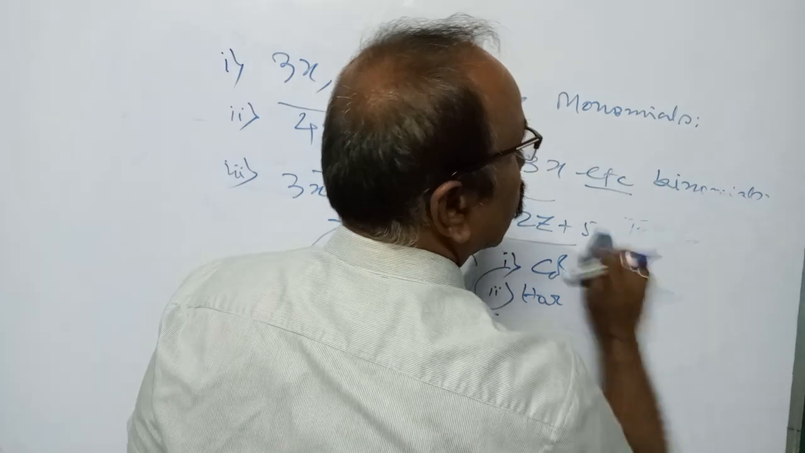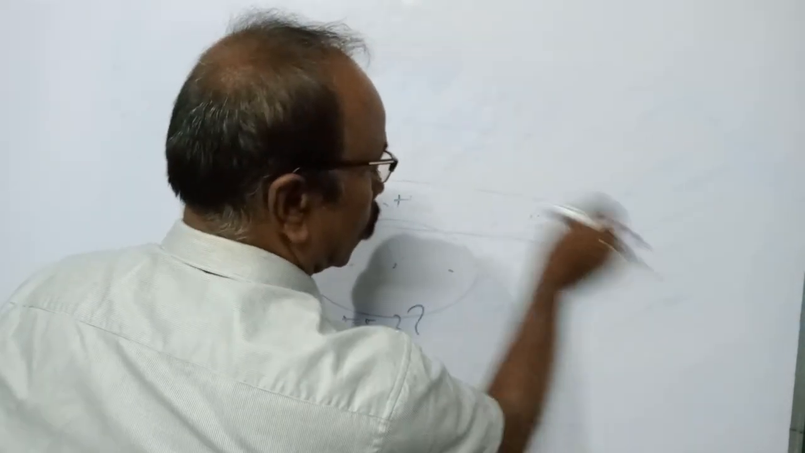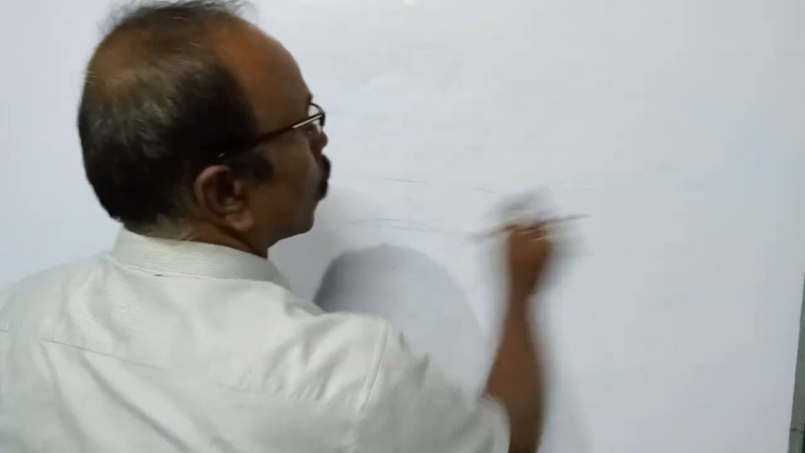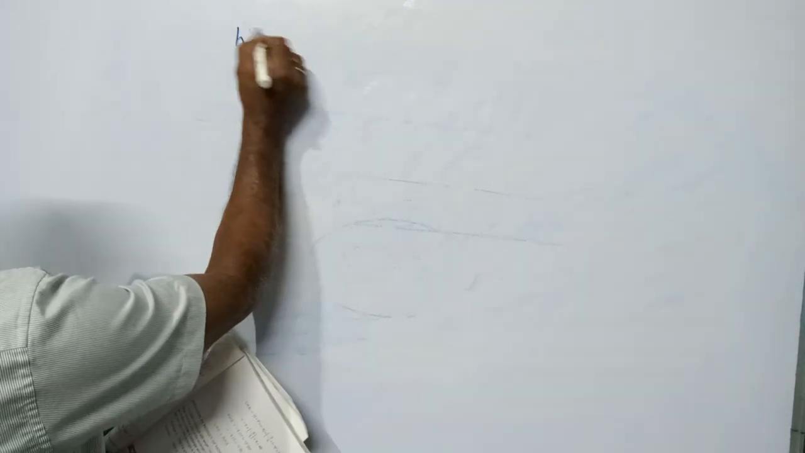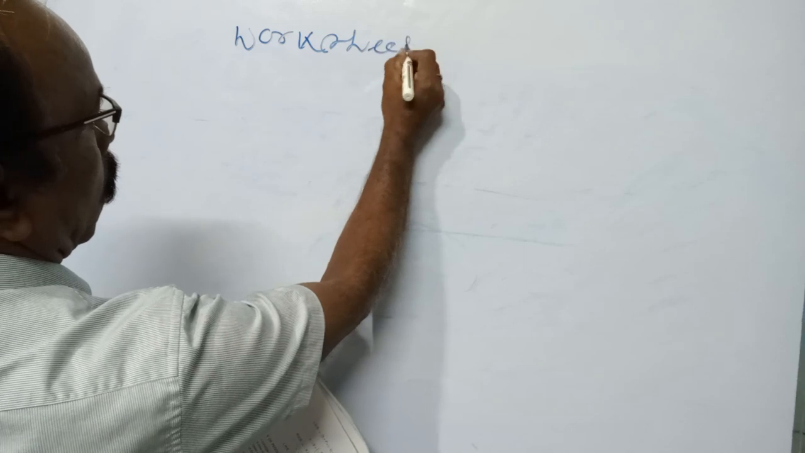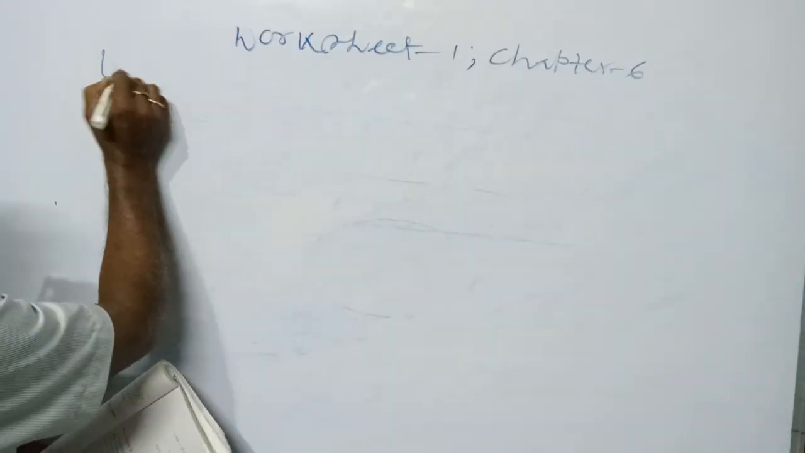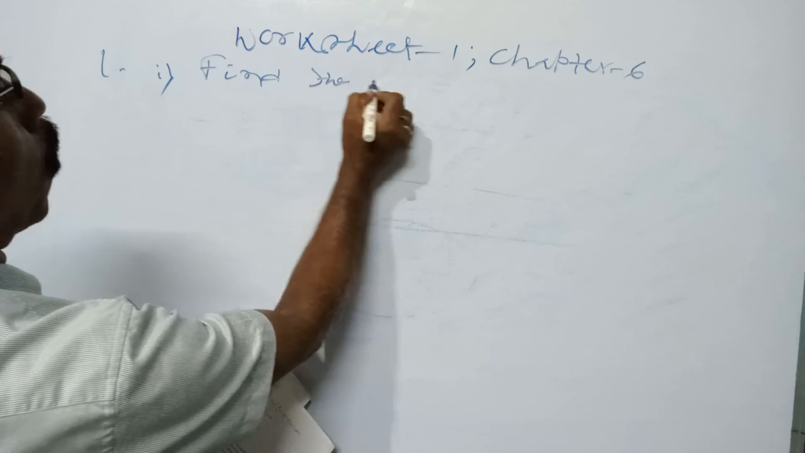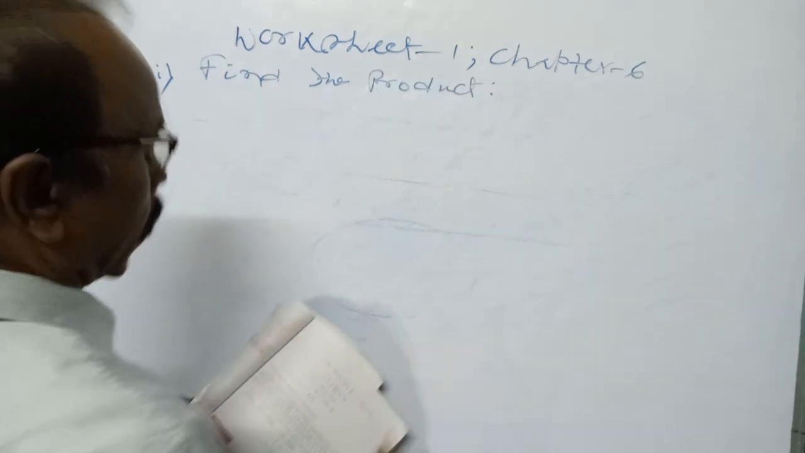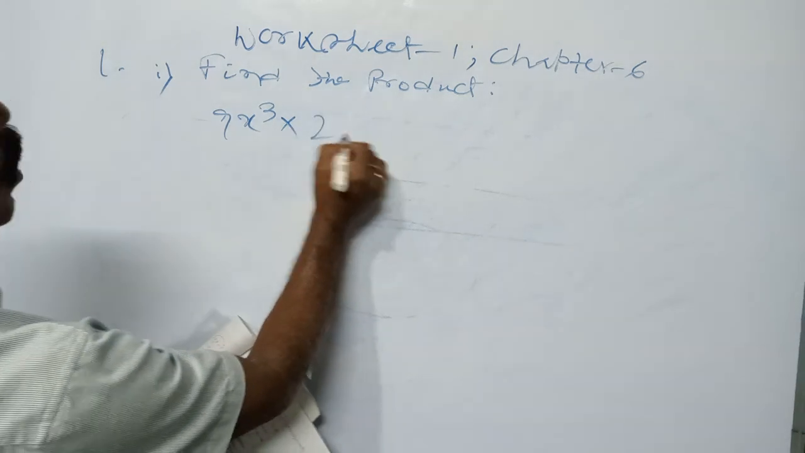Now we follow chapter 6, worksheet 1. My dear student, first of all, find the product. You see, say 9x to the power 3 into 2x to the power 4.